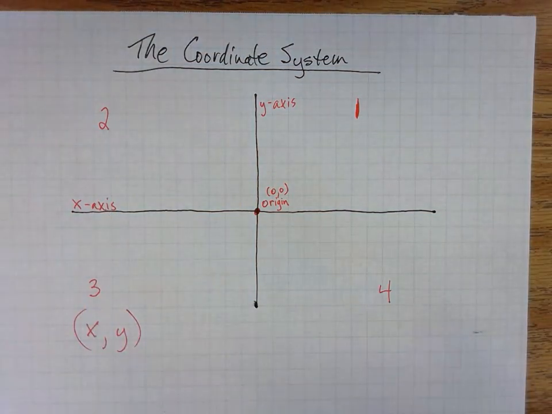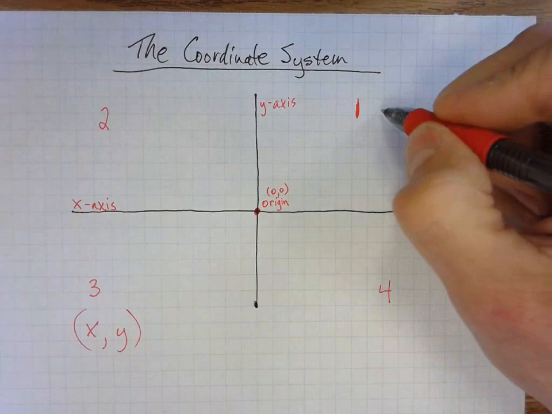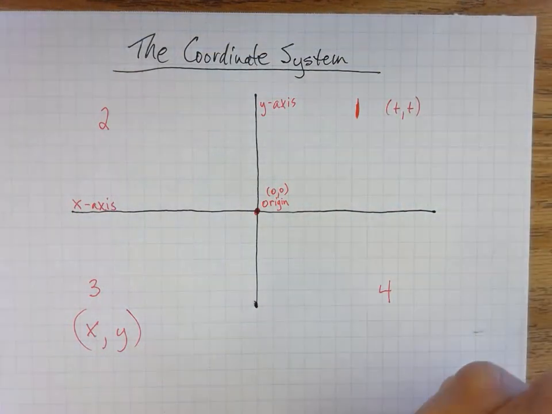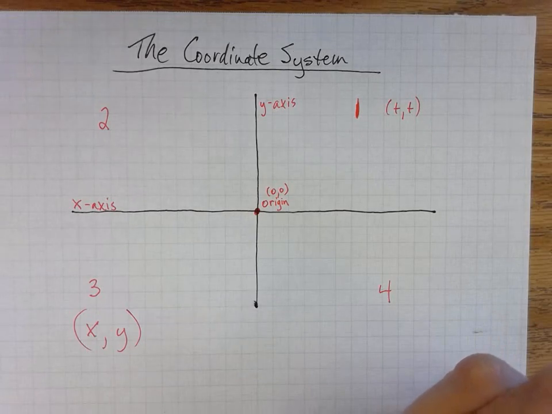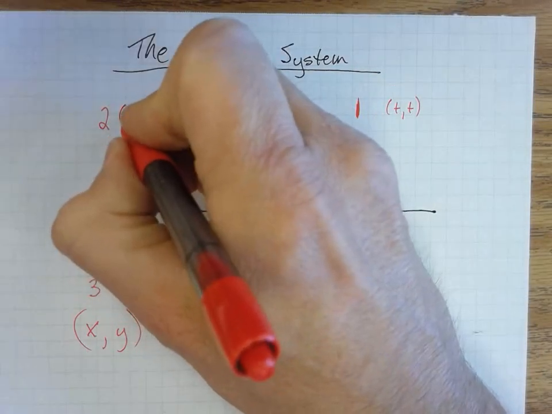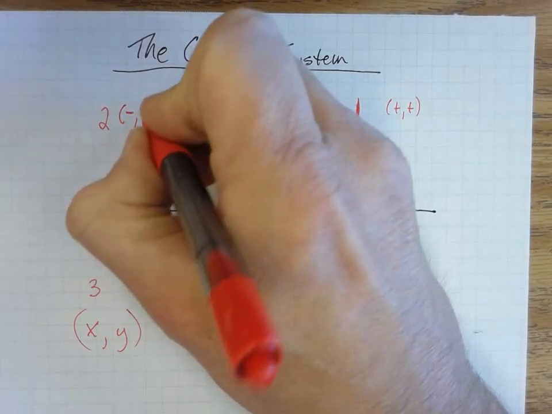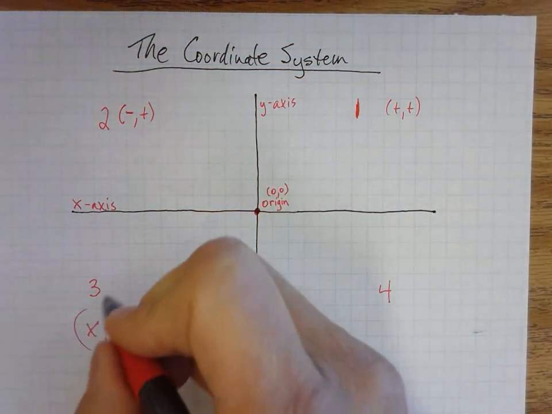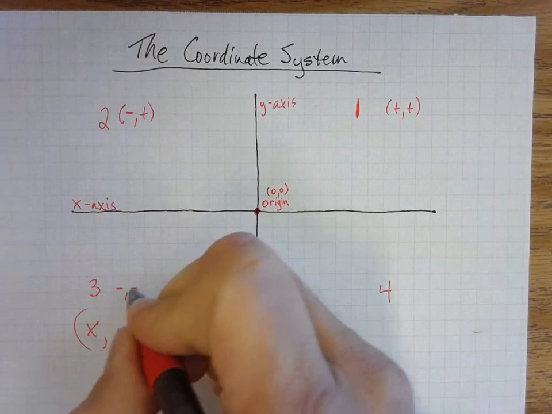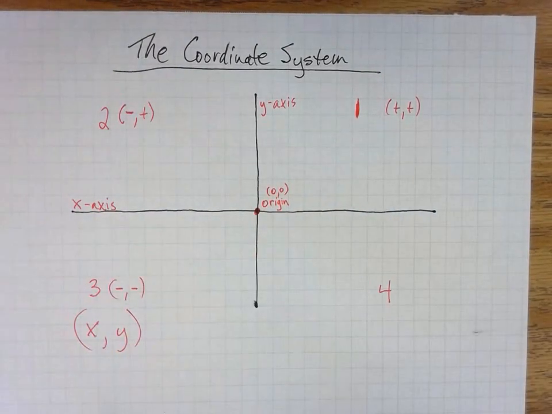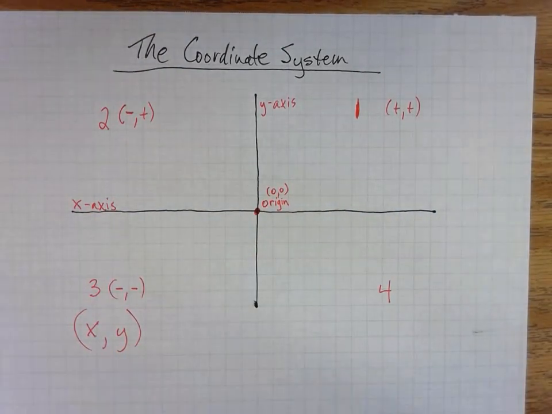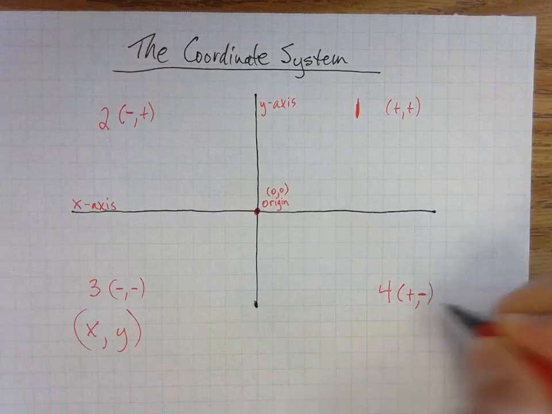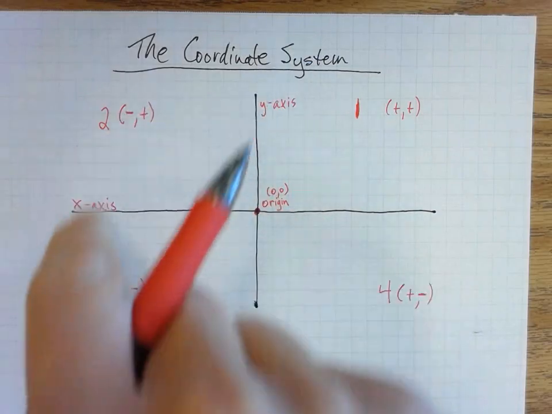All right, and if you want to go by the positive, negative kind of stuff, so this one is the positive quadrant. Quadrant 1 is positive. Quadrant 2 is the negative positive quadrant. Quadrant 3 is the negative quadrant. And then quadrant 4, of course, would be the positive negative quadrant. So 1, 2, 3, 4.